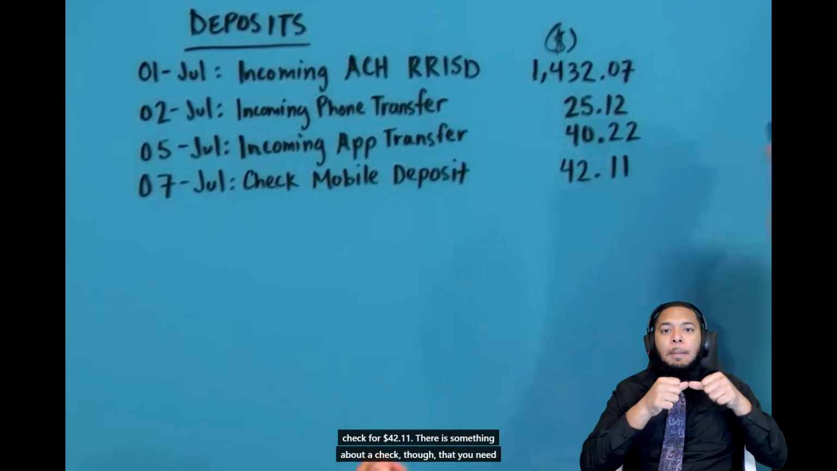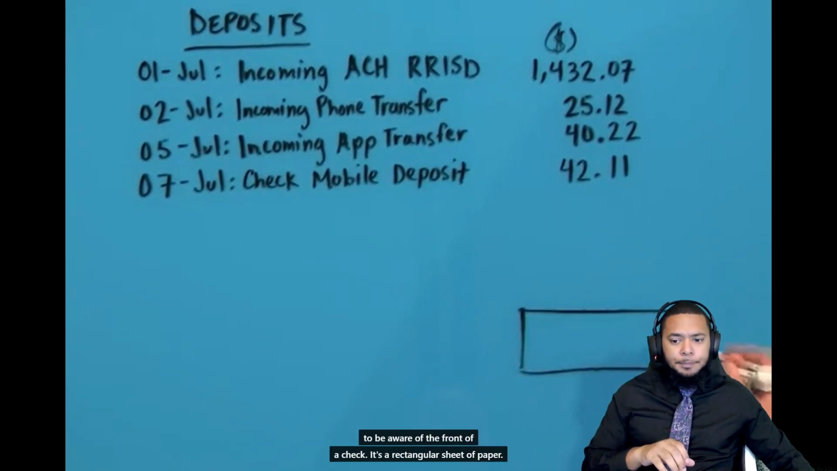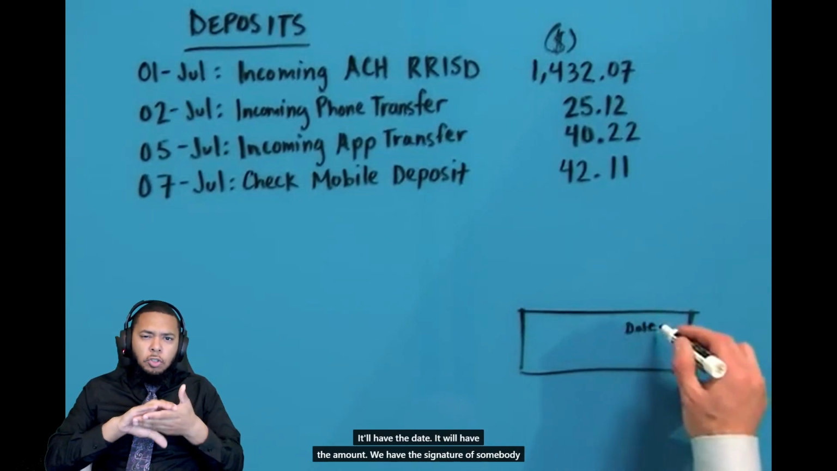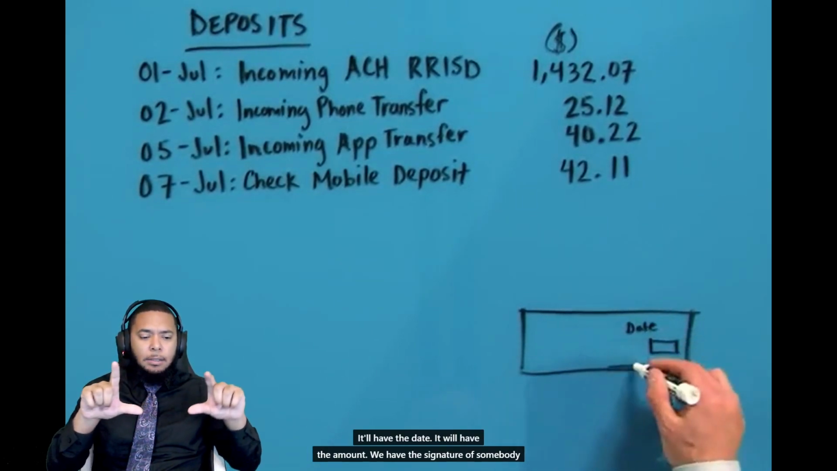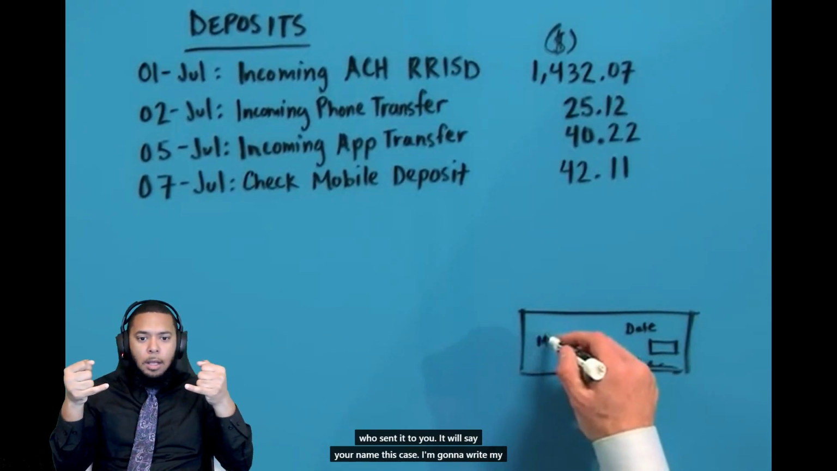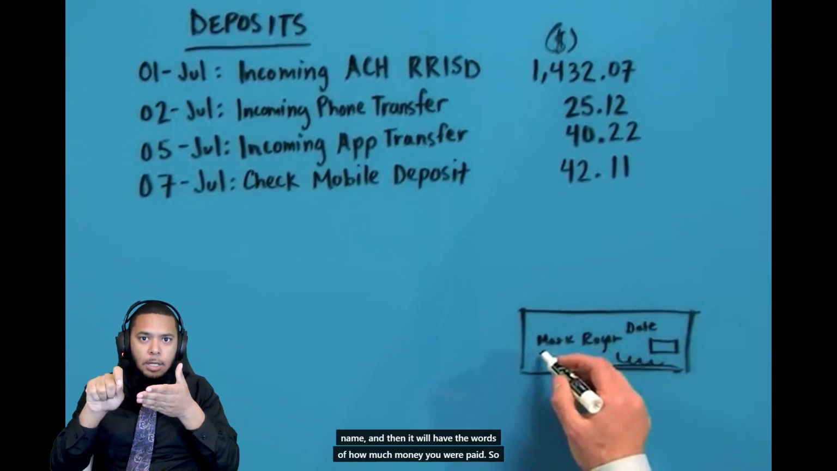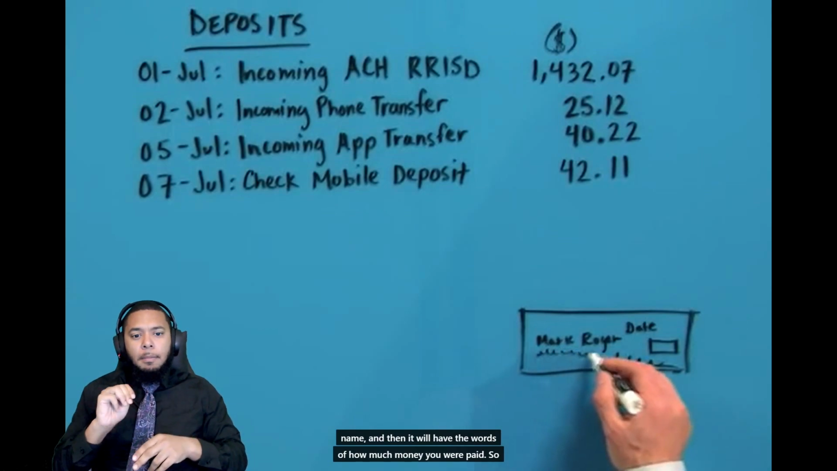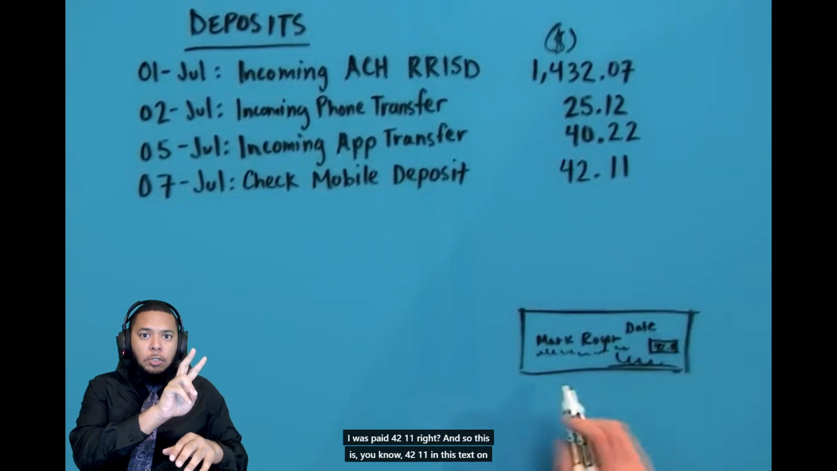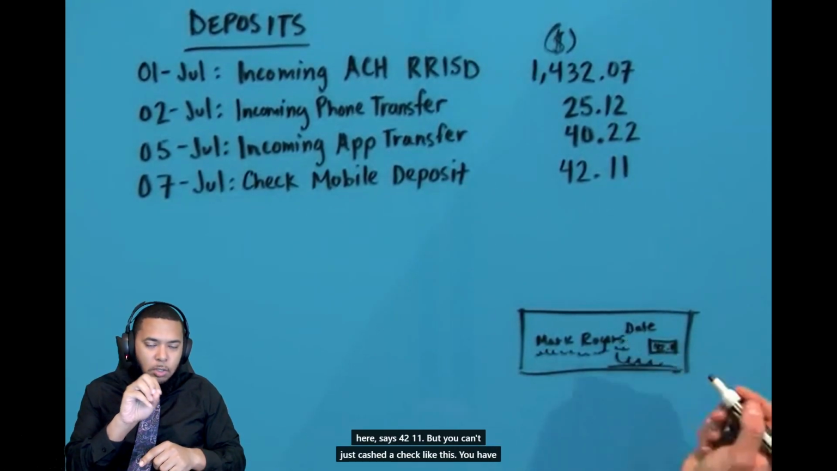There's something about a check, though, that you need to be aware of. The front of a check, it's a rectangular sheet of paper. It'll have the date. It will have the amount. It'll have the signature of somebody who sent it to you. It'll say your name. In this case, I'm going to write my name. And then it'll have the words of how much money you were paid. So I was paid $42.11. All right, and so this is $42.11, and this text on here says $42.11.